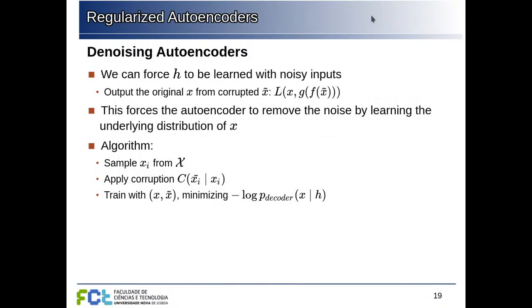So the algorithm here would be very simple. We would just obtain a sample from our data, apply some kind of corruption with this random noise, and then we train by minimizing the difference between the output of the autoencoder and the original input without the corruption. So our target is that the decoder can recover the original input from the hidden representation and not the actual input that we are giving to the network, which has this corruption.